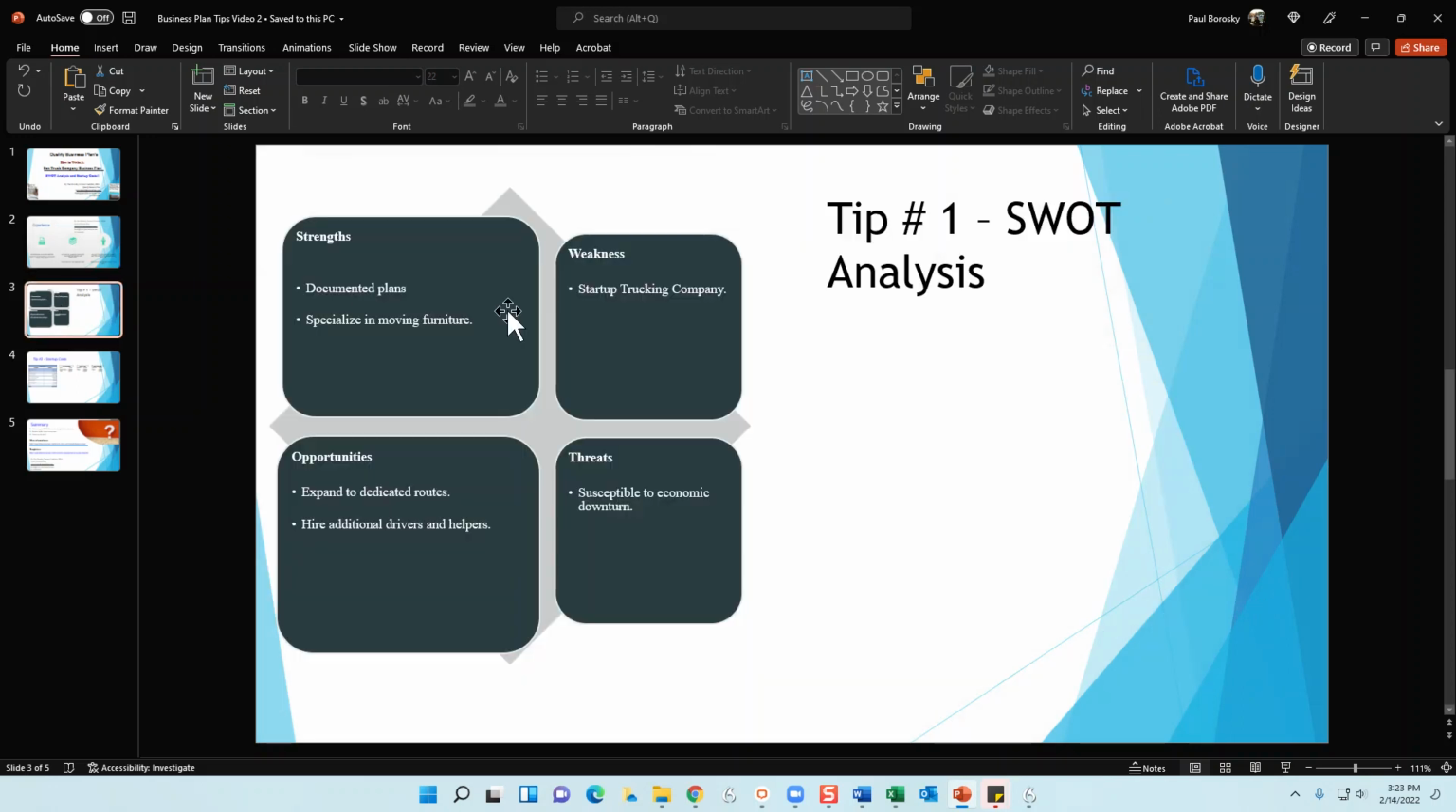Let's talk about your box truck business plan and the SWOT analysis. So the SWOT analysis, what the heck is it? Why is it important? And why should you include it in your box truck business plan?